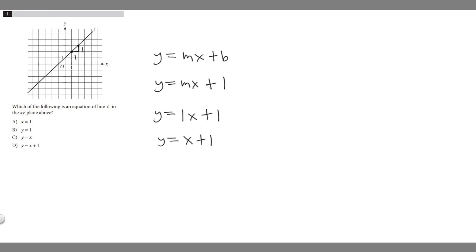And so if we look at our answers, the only one that makes sense is D. D is the same thing, y equals x plus 1. And so that's going to be our answer to this problem.